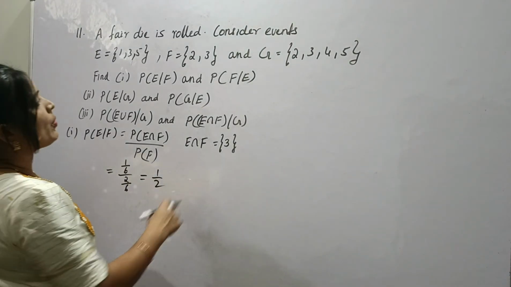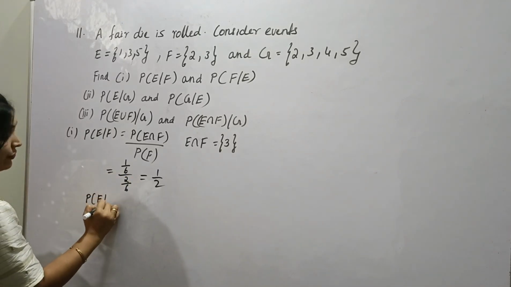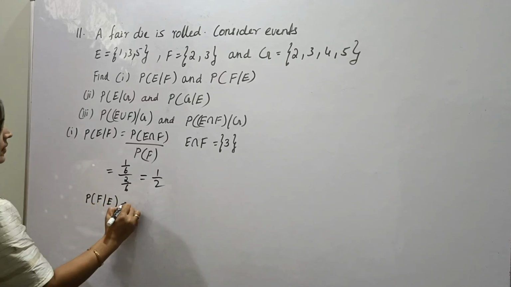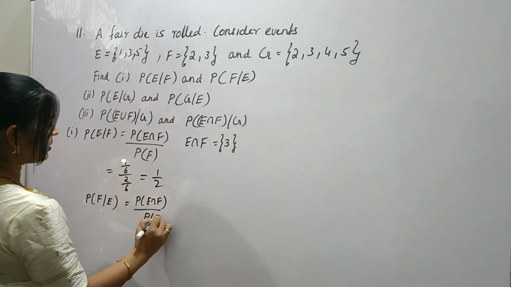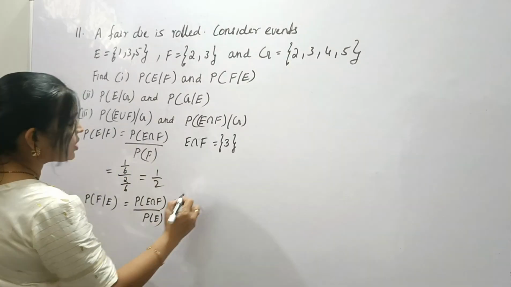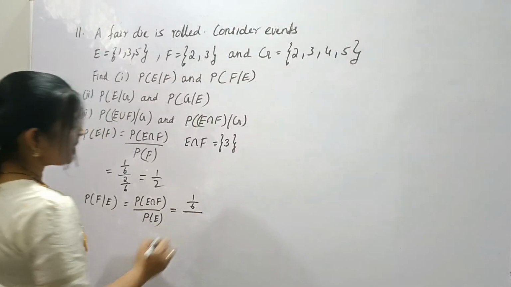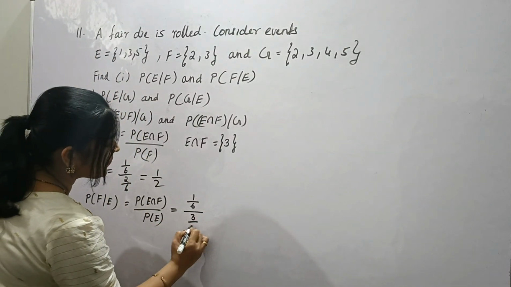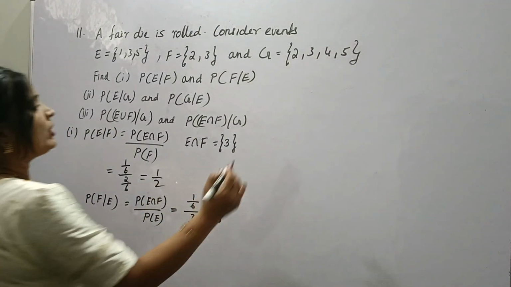Next, let's find probability of F given E. That is equal to probability of E intersection F divided by probability of E. E intersection F has only one element, so probability of E intersection F is 1 by 6, divided by probability of E. E has 3 elements, therefore probability of E is 3 by 6, that is equal to 1 by 3. Okay. Next, second one.